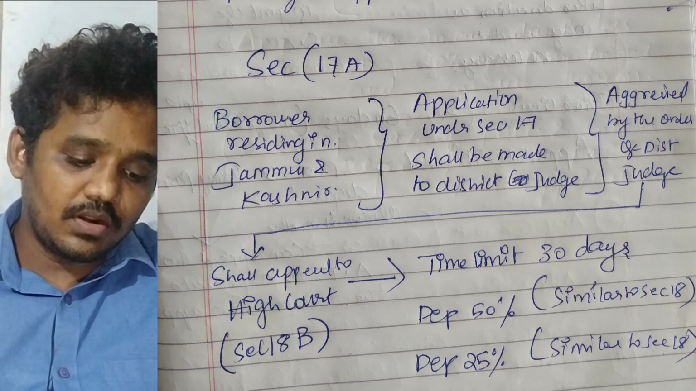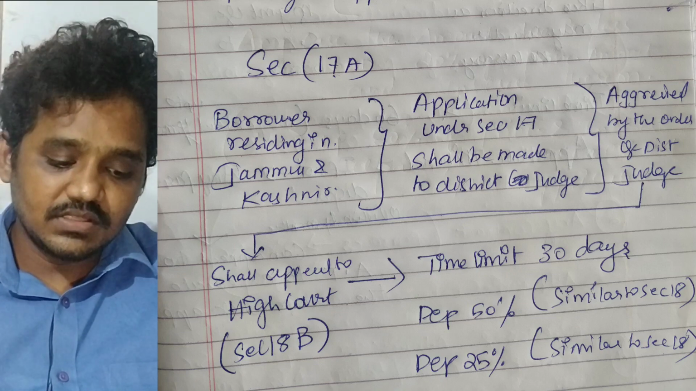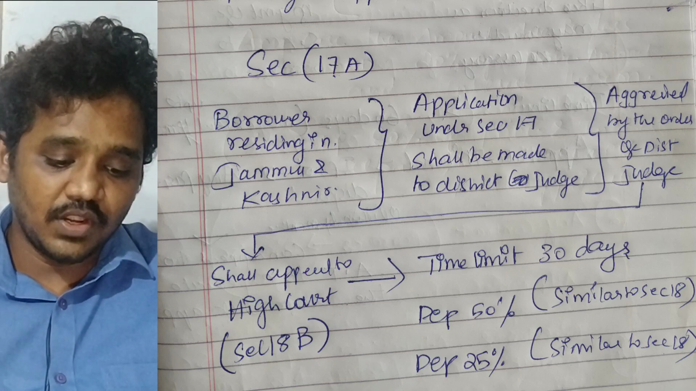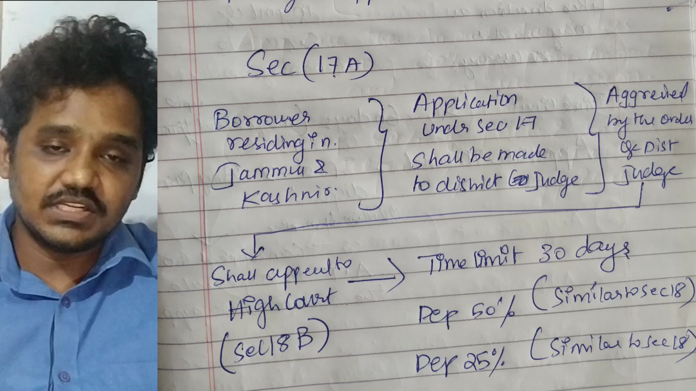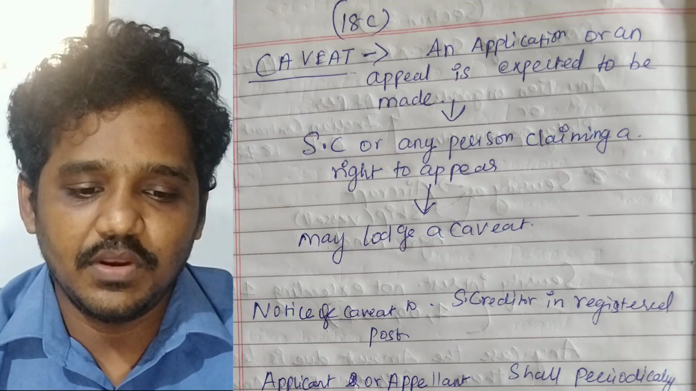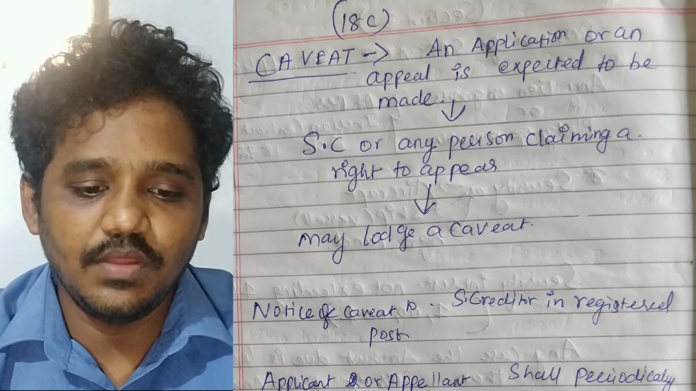They will go to the High Court within 30 days, and similarly they have to give a 50% deposit and a 25% deposit as per section C discussed. That is section 17A. A caveat is nothing but an application made in expectation of an application or appeal.